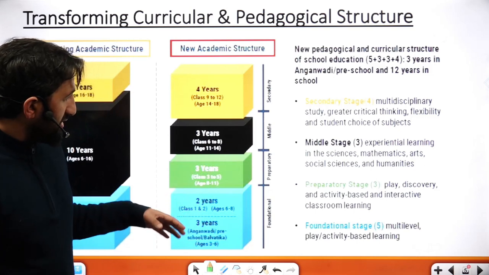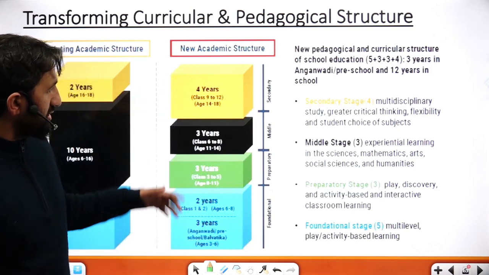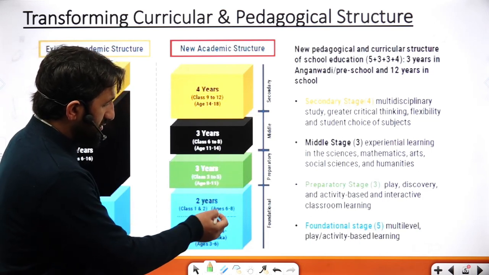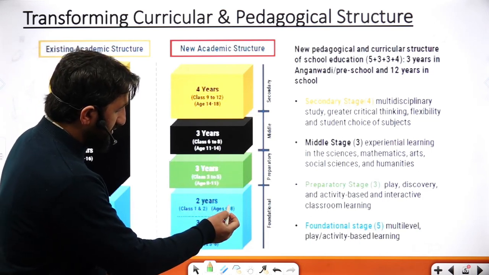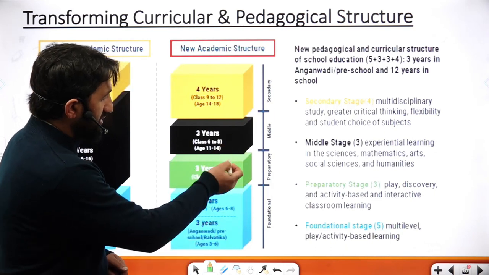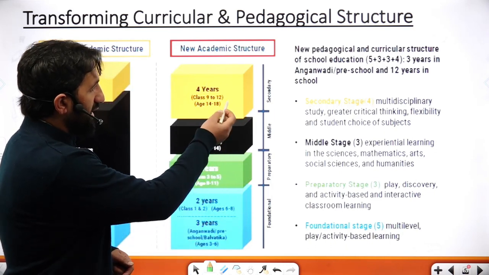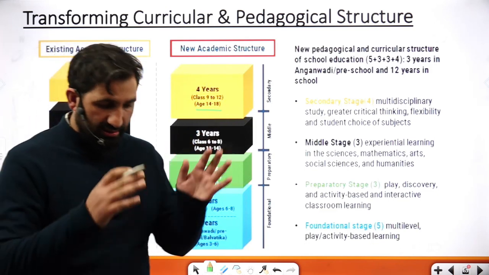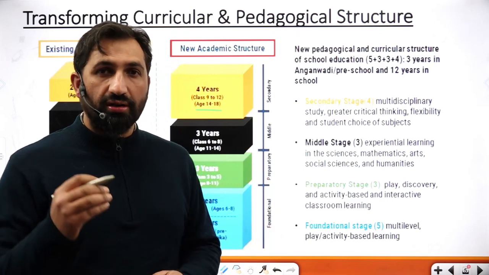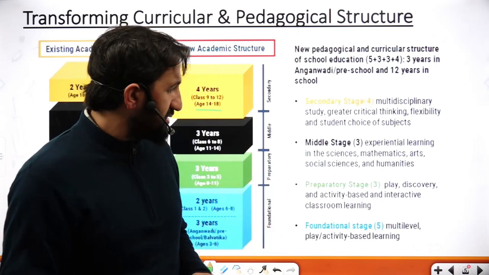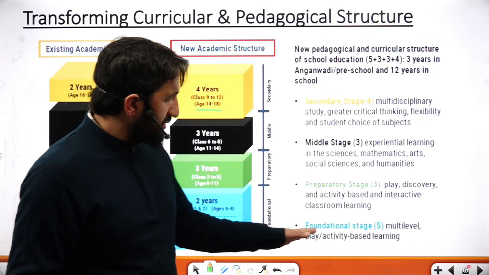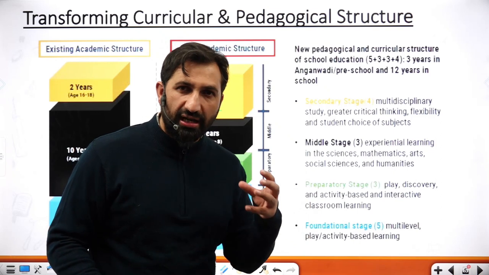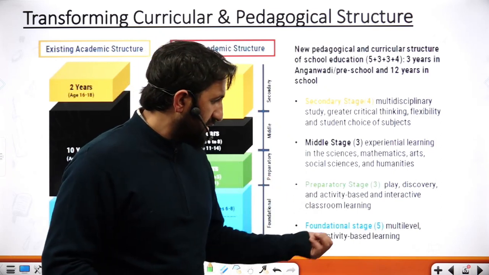After that, this is the new academic structure. There will be nothing like middle in this. These are the 5 years. After that, we have 3 years, classes 6 to 8, and then classes 9 to 12. Each will be one age group, because it has certain research-based or evidence-based reasons. For example, in the foundation stage, it has to be purely activity based. We call it the ABL method.